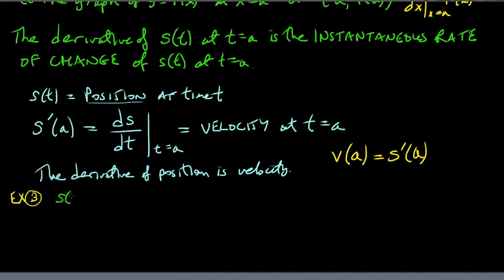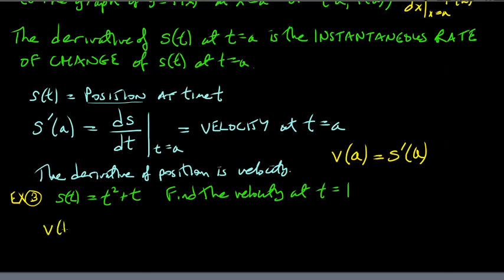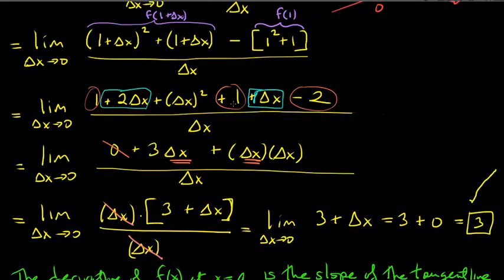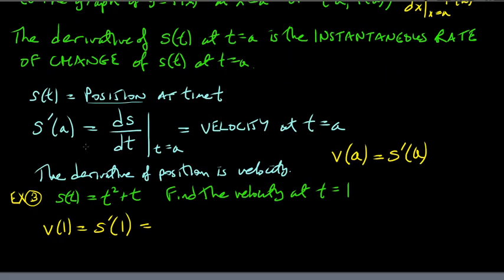Suppose s of t is just the function t squared plus t, and we want to find the velocity at time t equals 1. So how do we find the velocity at time t equals 1? Well, the velocity at time t equals 1 is the derivative of the position at time t equals 1. And we already took the derivative of this function at x equals 1, so that has to be 3. Again, we didn't give units here, so 3 meters per second, let's say, or 3 miles per hour.